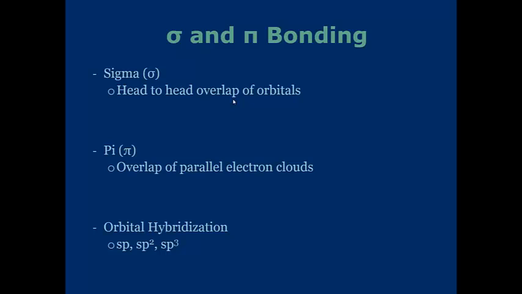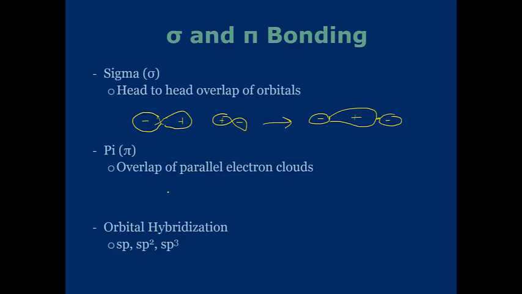Sigma and pi bonding are the two types of bonds that you will see in chemistry. And when you look at what they are, it's quite simple. Sigma bonds are when there is a head-to-head overlap. So a head-to-head overlap is going to look something like this. So if I were to have two orbitals and they were lined up favorably, they would overlap such that there would be a formation of a bond.